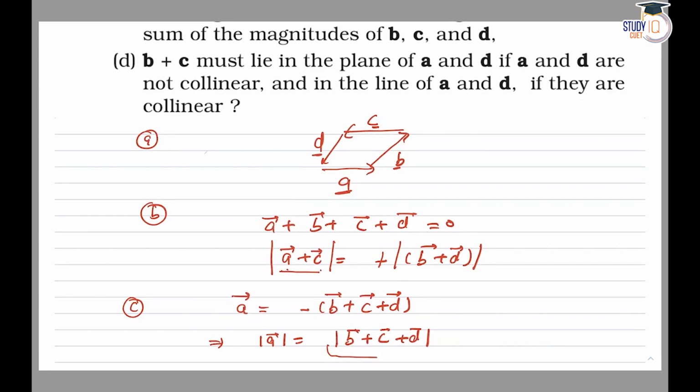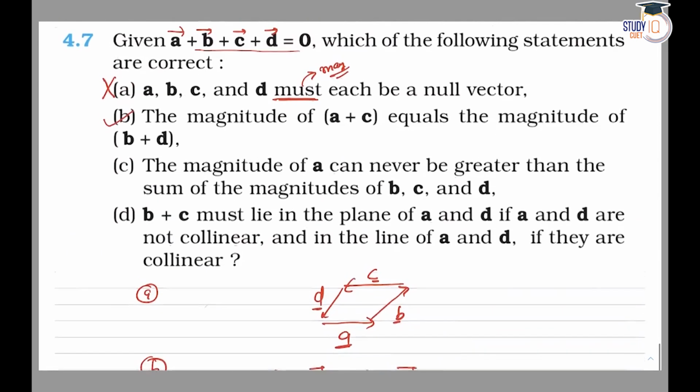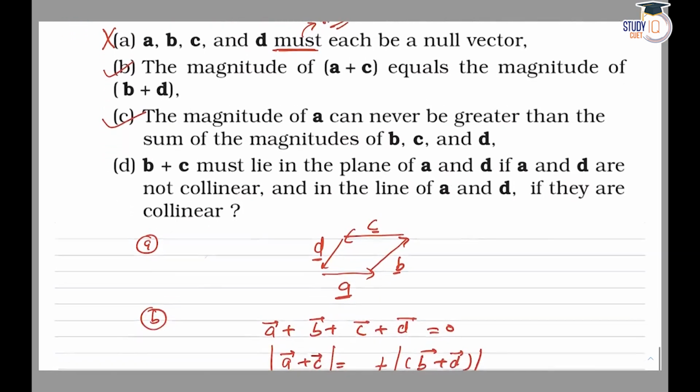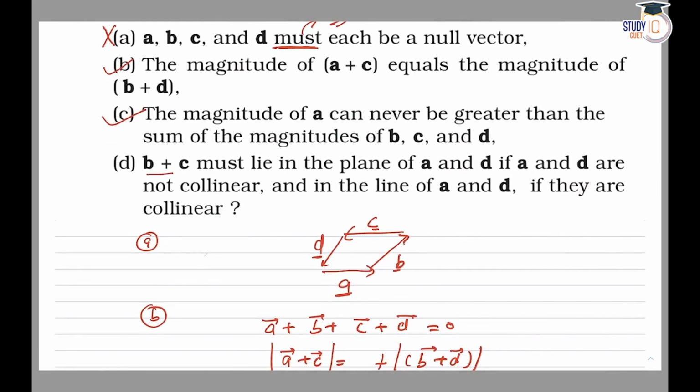Now for this we can say by using the polygon property that magnitude of B plus C plus D would be less than or equal to mod B plus mod C plus mod D. So by using this we can say that magnitude of A would be less than or equal to mod B plus mod C plus mod D. So option C is also correct. Now D part, B plus C must lie in a plane of A and D if A and D are non-collinear.